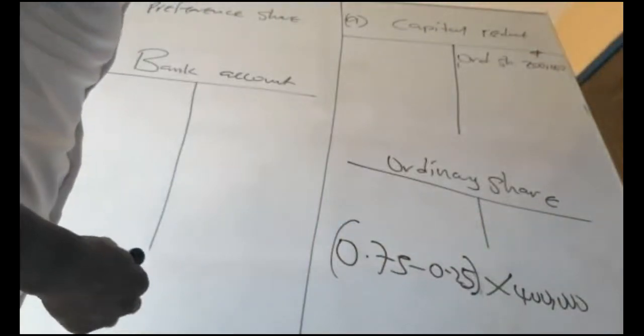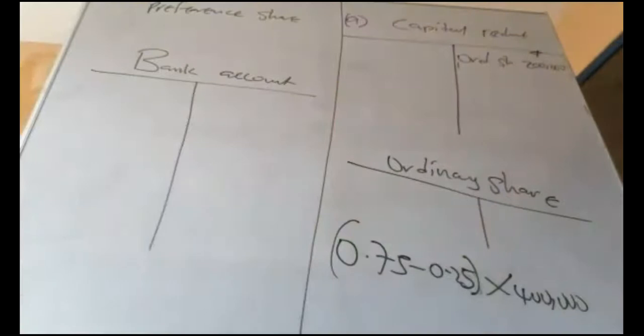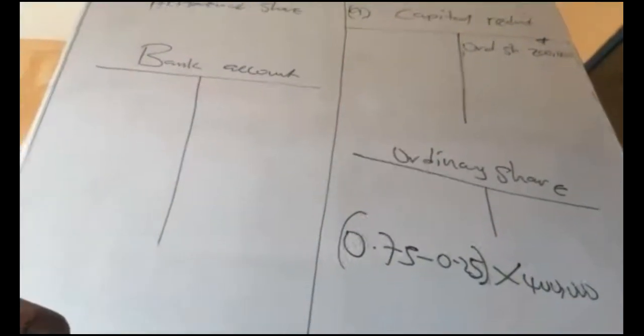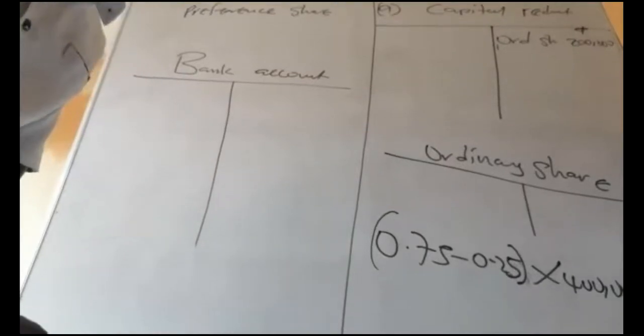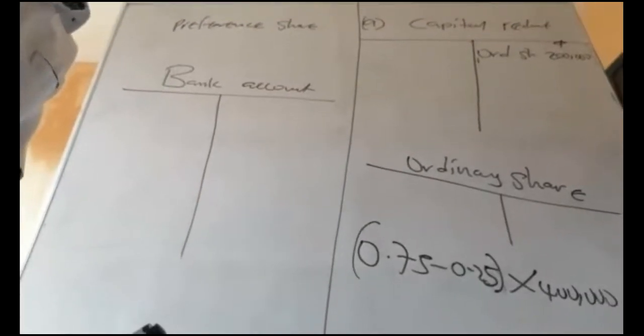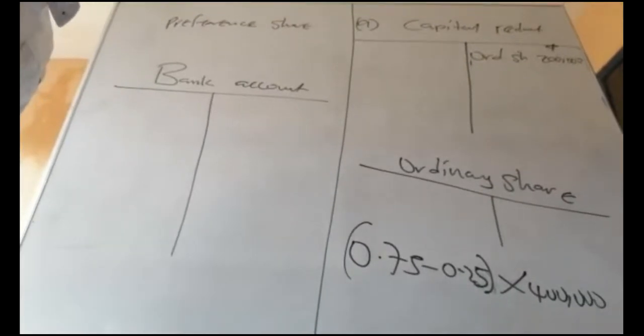So they are losing by what? 200,000 Ghana Cedis. So we write ordinary share. They are losing to ordinary shares 200,000. Good. Hope you can see the 200,000. I cannot see it clearly. Manage it like that then. Okay, so I do like that one too. Okay, good. So that is the 200,000.